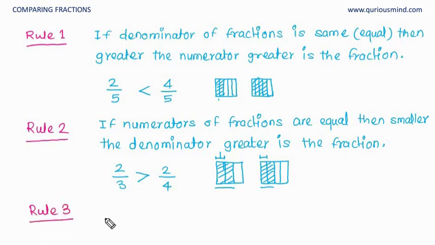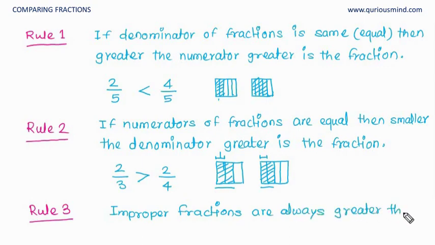Rule 3 talks about improper and proper fraction. It says improper fractions are always greater than proper fractions. Simple, because in improper fraction we have a whole. For example, 8 upon 7 is an improper fraction and 2 upon 3 is a proper fraction. In that case, the improper fraction is going to be greater than the proper fraction. Because proper fraction is always less than a whole.